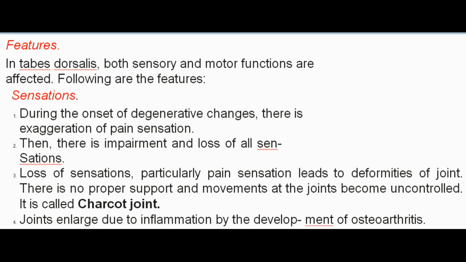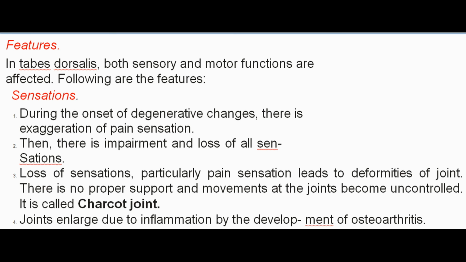Features. In tabes dorsalis, both sensory and motor functions are affected. Following are the features. Sensations. During the onset of degenerative changes, there is exaggeration of pain sensation. Then, there is impairment and loss of all sensations.